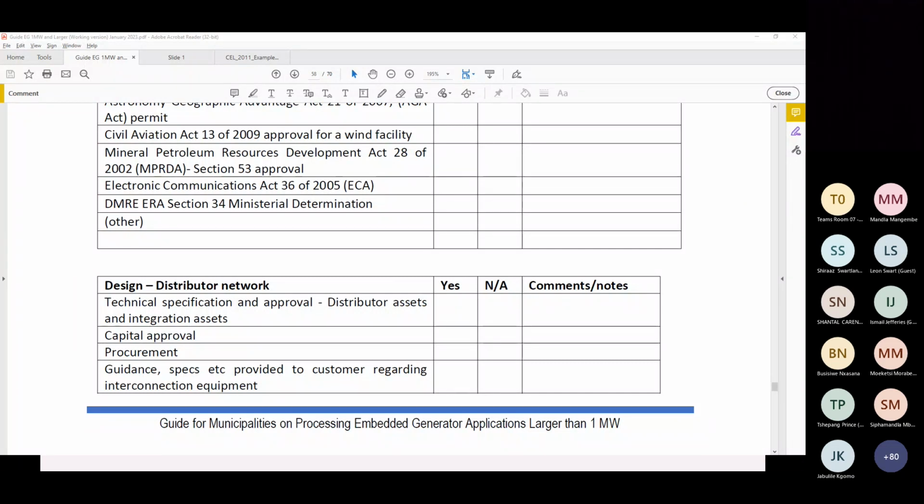Gerard, would you just quickly send me a screenshot of that distributor versus customer presentation, just on WhatsApp, please?